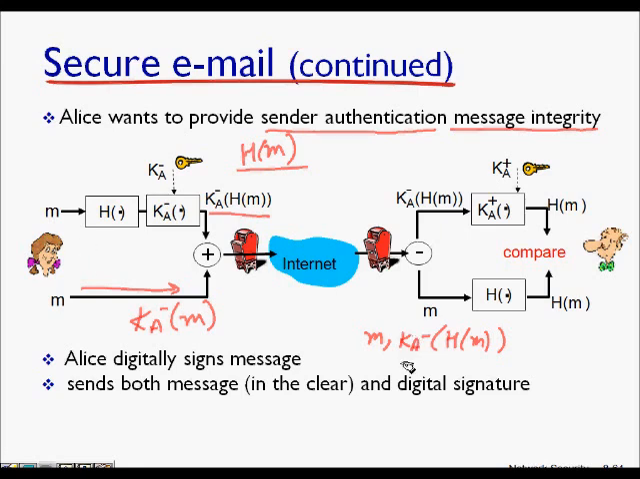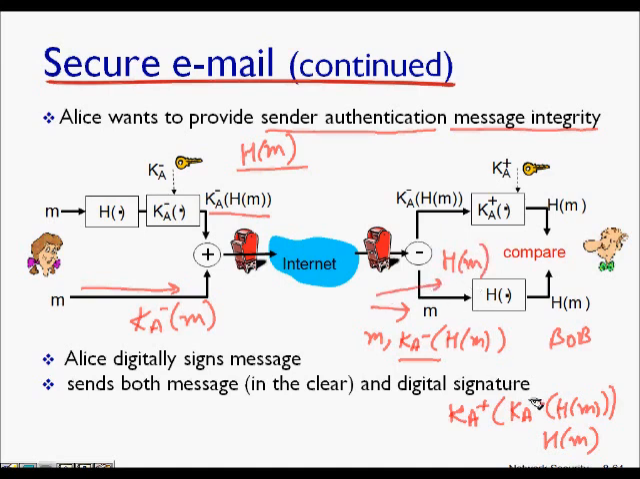So Alice has this private key, and now Bob decrypts with the public key of Alice. So he applies Ka plus to Ka minus H of M. Because he decrypts with the public key of Alice, he will get H of M, and he also got the message. So he now finds the hash of the message. If this hash and the hash obtained here are the same, it means the message has not been modified.